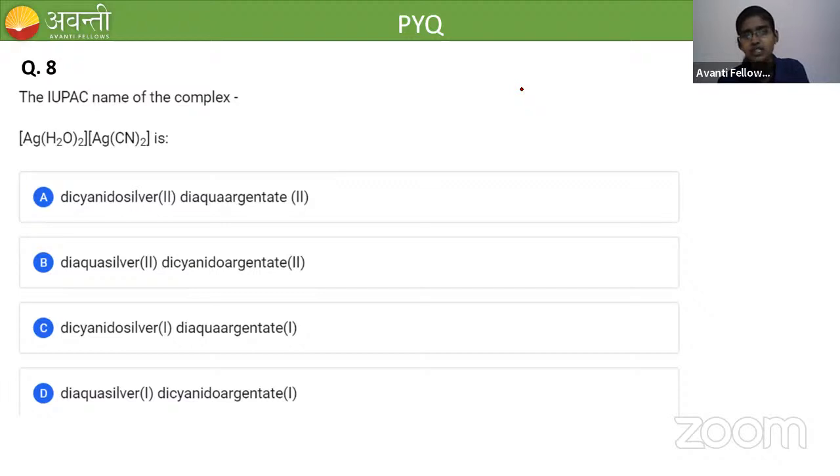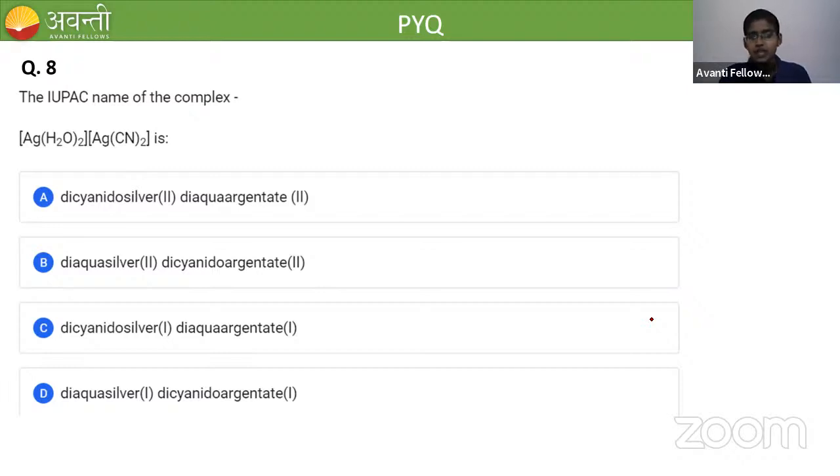This is your previous year NEET question, 2022 NEET question it is. So you have to find out the IUPAC name. The given complex is an example of coordination isomerism. It is a coordination compound where the first is the cation and the second is the anion, so we have two coordination entities. Just try the name for this and put it in the chat box.